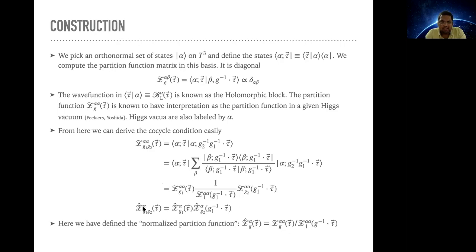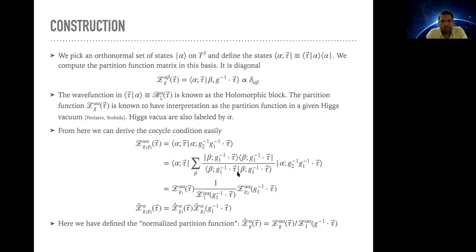So when I said that the thing that obeys the co-cycle condition is not quite the partition function, this is what it is. First of all, it is a thing with an alpha. So it's a partition function evaluated in an alpha Higgs vacuum. But moreover, it's not quite the partition function, but it's a normalized partition function in this way. Okay.